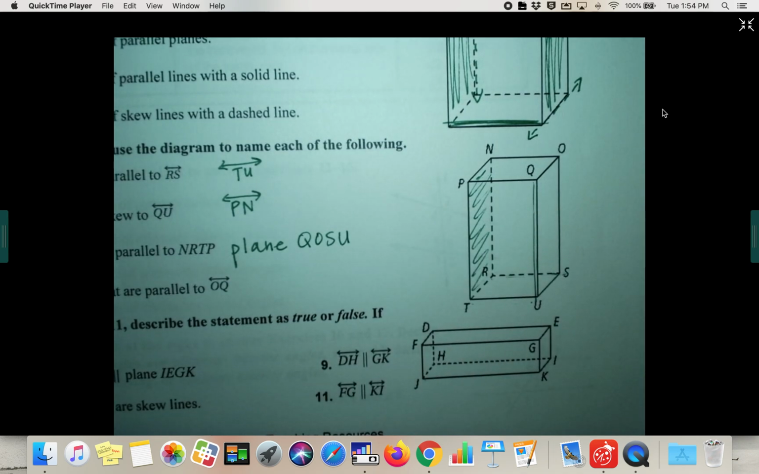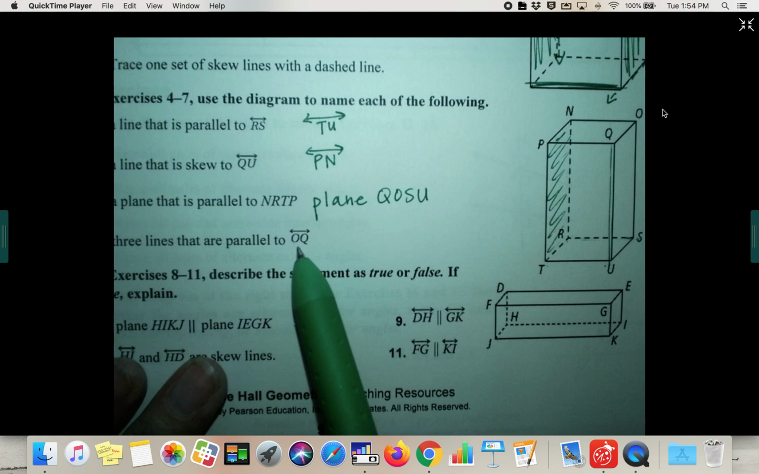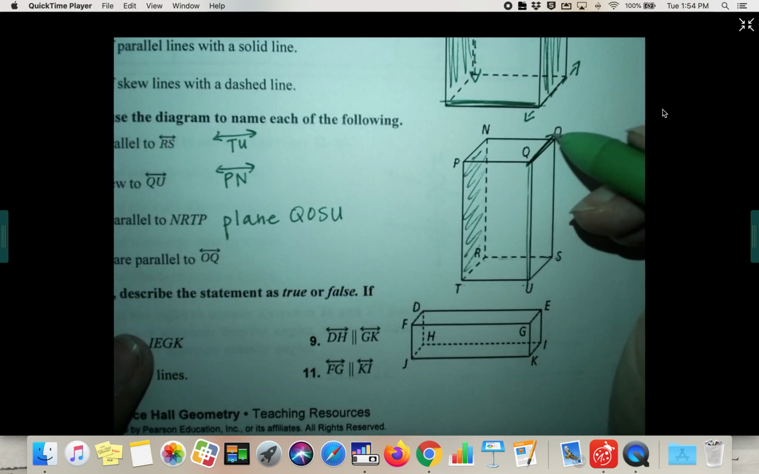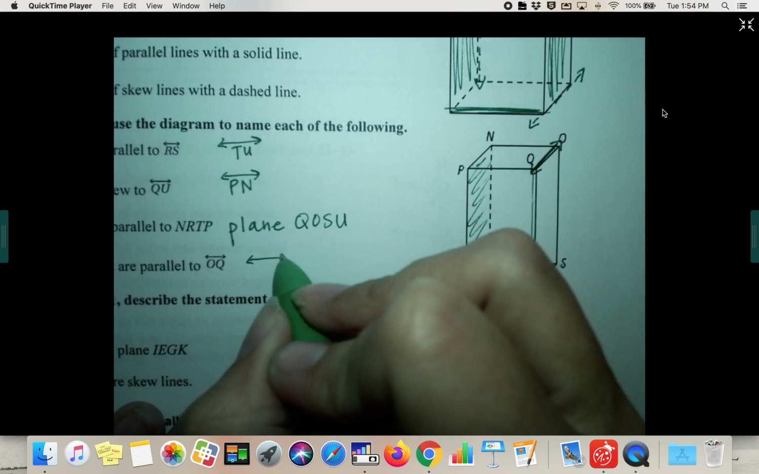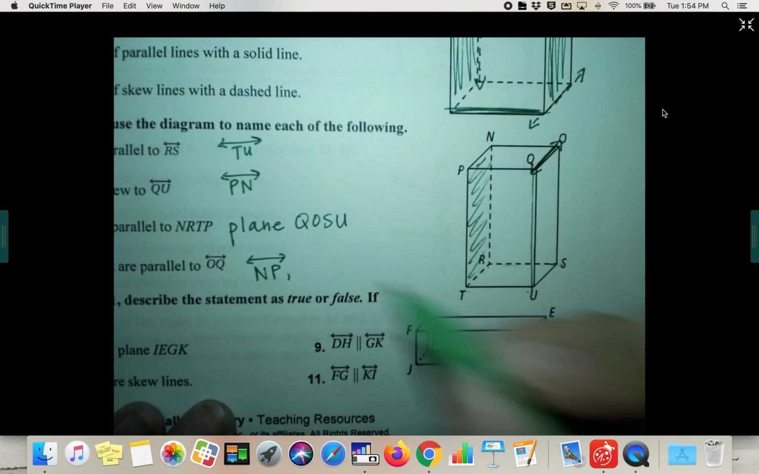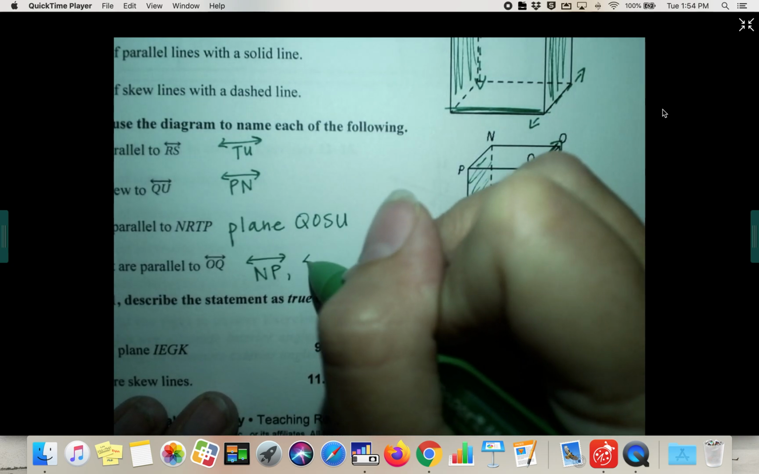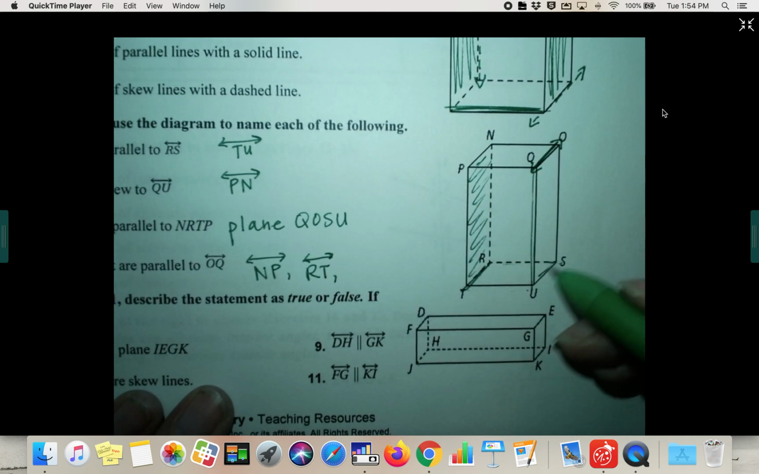QOSU. Okay, and then it says name 3 lines that are parallel to line OQ. So this one is what we're looking at, and they want 3 that are parallel. So that would be NP, RT, and SU.